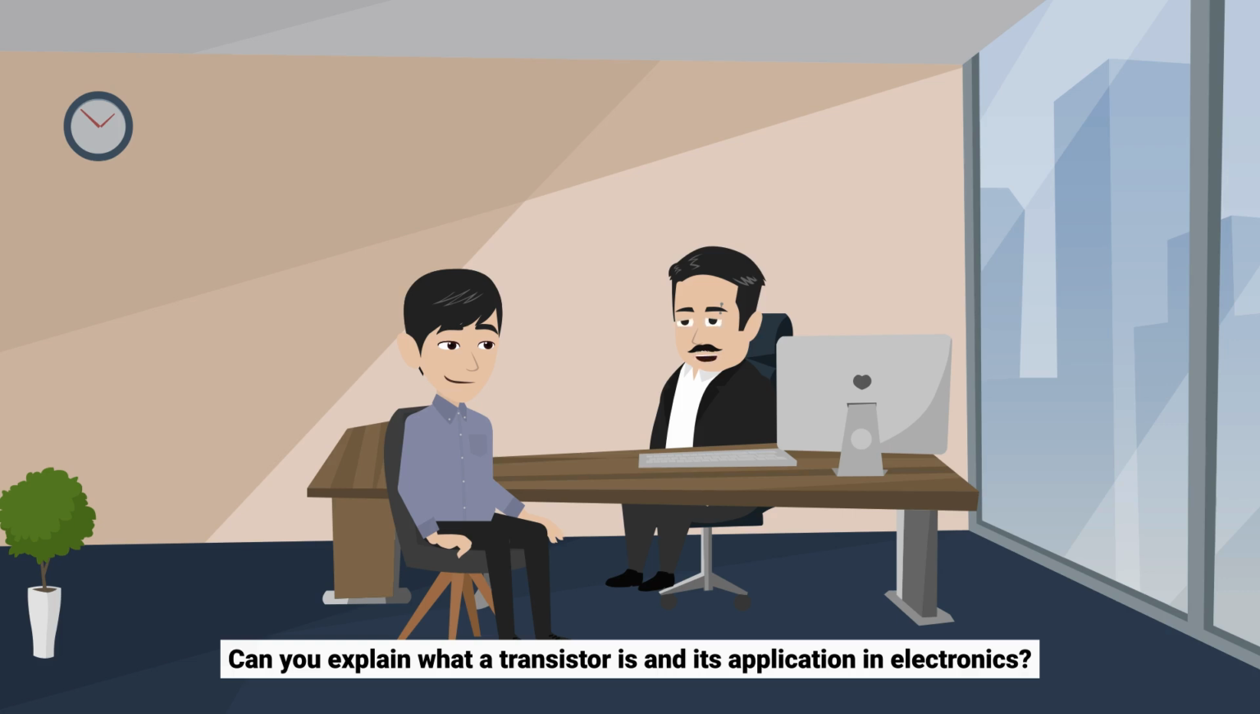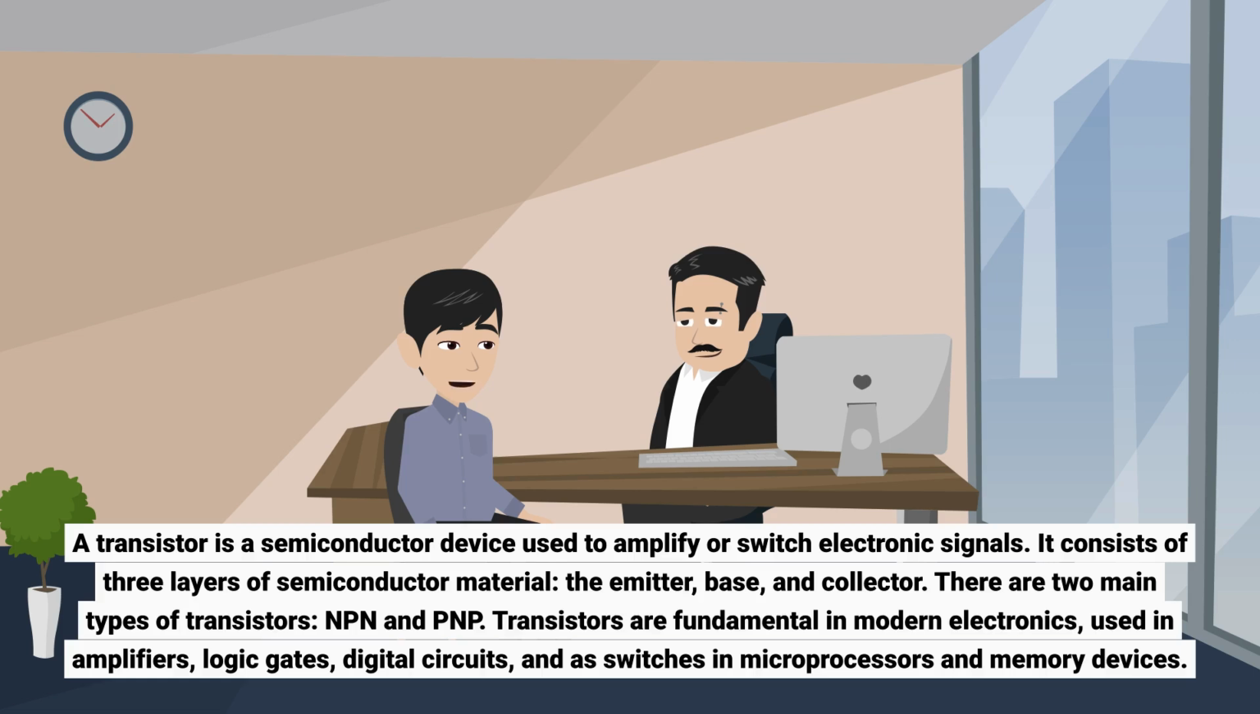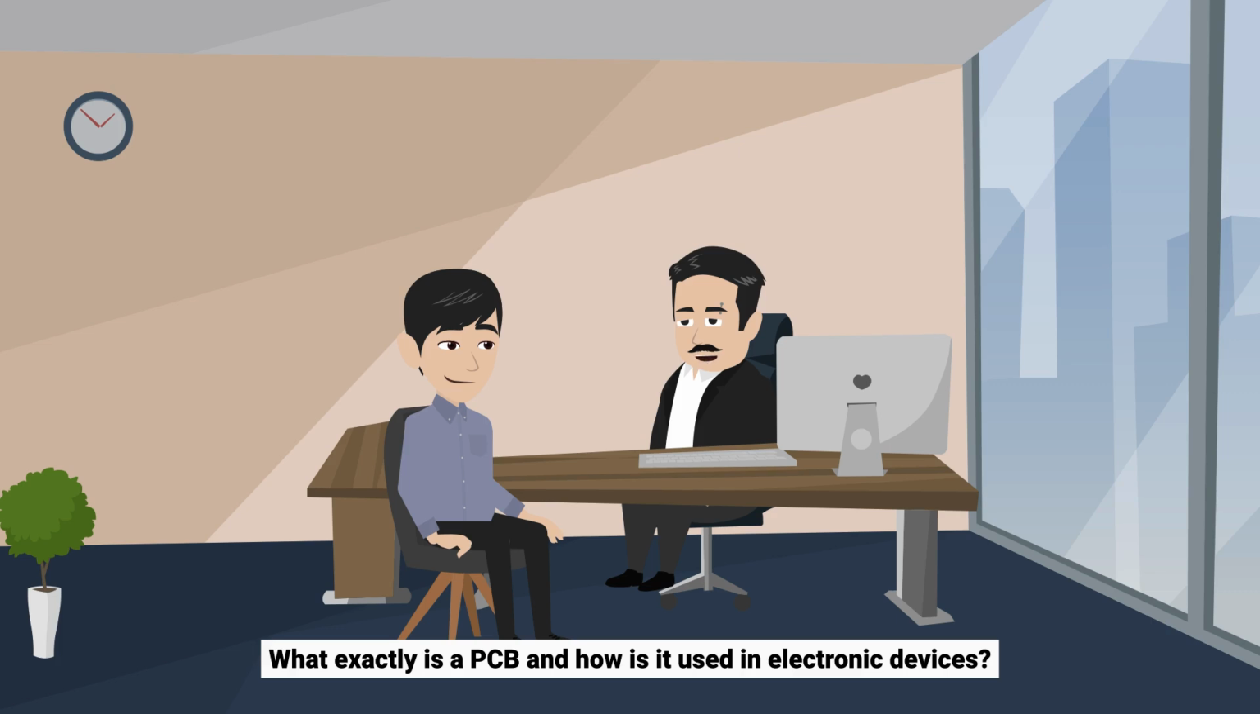Can you explain what a transistor is and its application in electronics? A transistor is a semiconductor device used to amplify or switch electronic signals. It consists of three layers of semiconductor material: the emitter, base, and collector. There are two main types of transistors, NPN and PNP. Transistors are fundamental in modern electronics, used in amplifiers, logic gates, digital circuits, and as switches in microprocessors and memory devices.